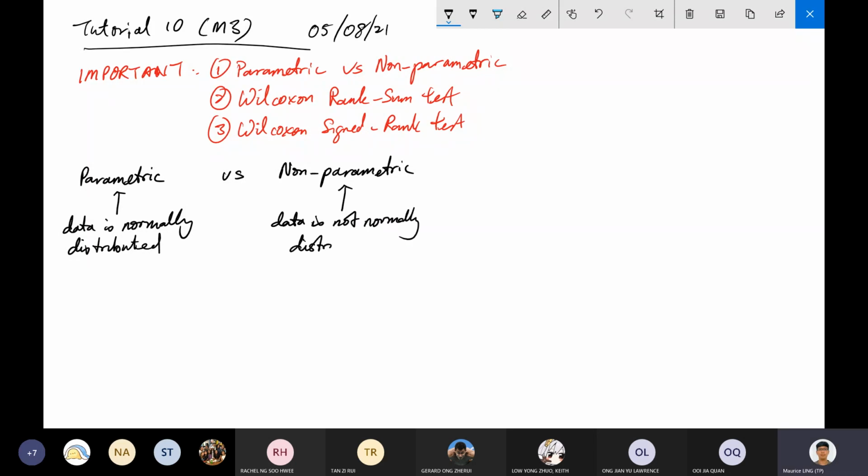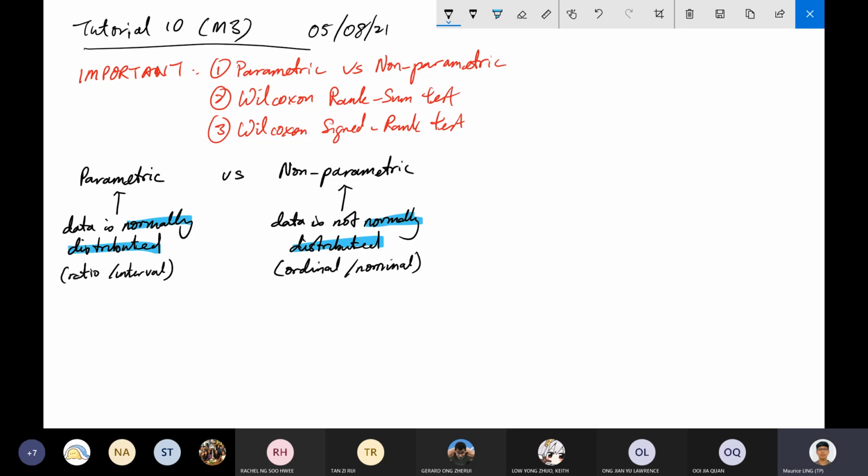When I say not normally distributed, it can be skewed data or it can be anything. Usually, non-parametric will be your ordinal and nominal data, but it's not always the case. Parametric is usually your ratio and interval. But even ratio and interval data may not be normally distributed. So the most important thing is we look at whether it is normally distributed or not.